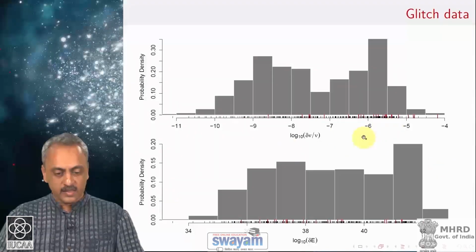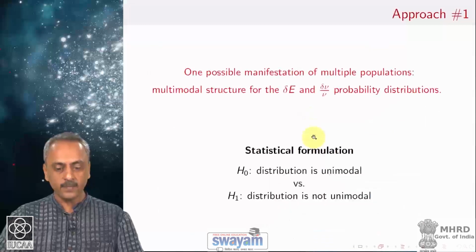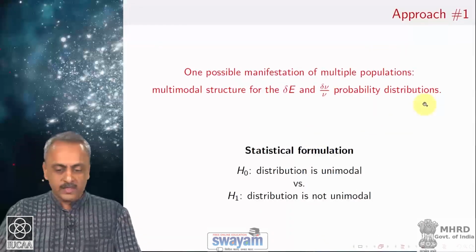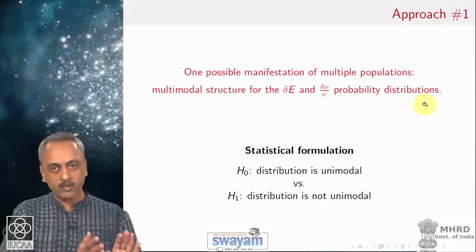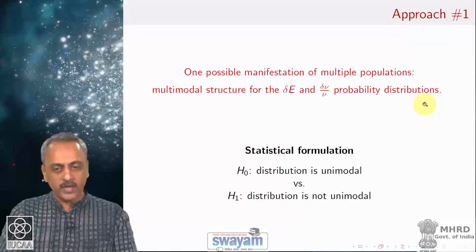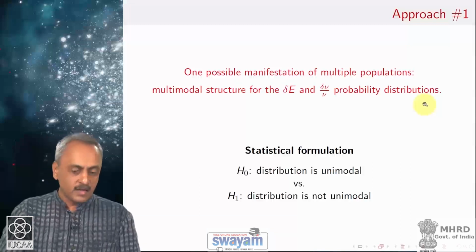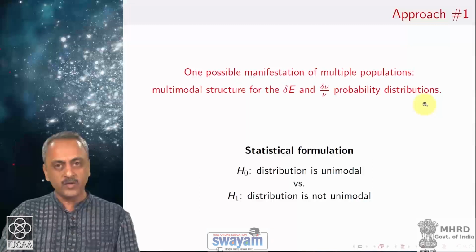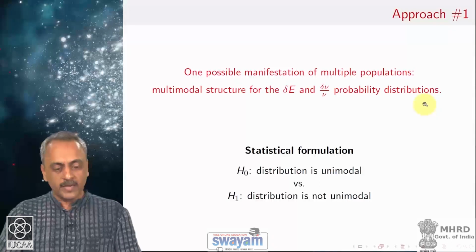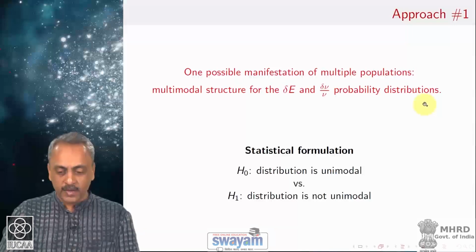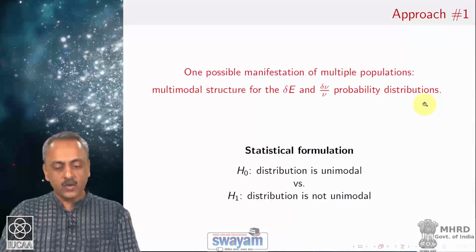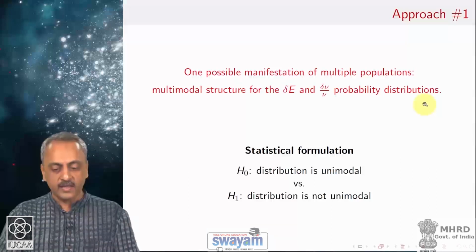Again, this is just the same data and histogram. One approach one can take here is a purely statistical one. Although we talked about the physics context of this problem, given the question, one possible way to reduce it to a statistical formulation is to look for multimodal structure in delta E, which is delta nu times nu, and in delta nu by nu, which is related to the angular momentum. You look for signatures of, or evidence for, multimodality in these quantities.